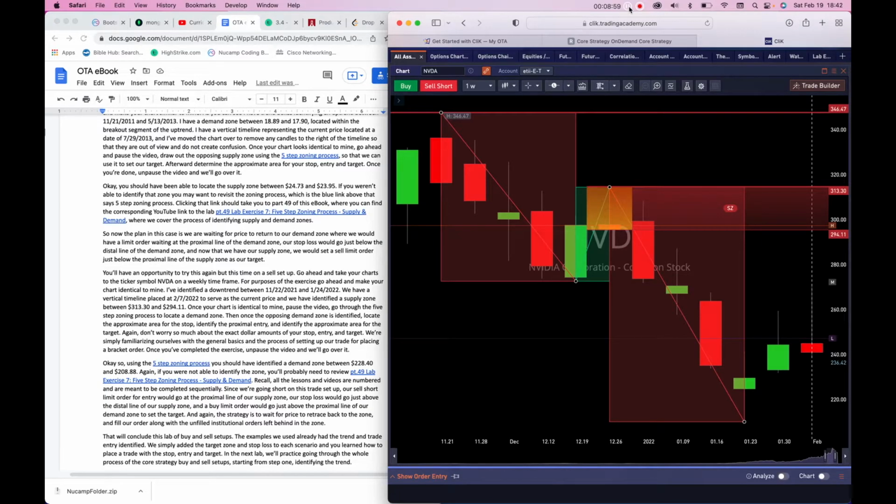a supply zone between $313.30 and $294.11. Once your chart is identical to mine, pause the video, go through the 5-step zoning process to locate a demand zone. Then once the opposing demand zone is identified, locate the approximate area for the stop, identify the proximal entry, and identify the approximate area for the target.